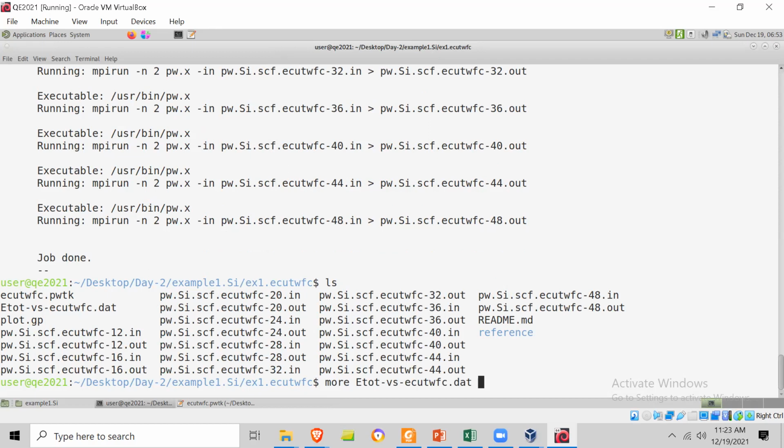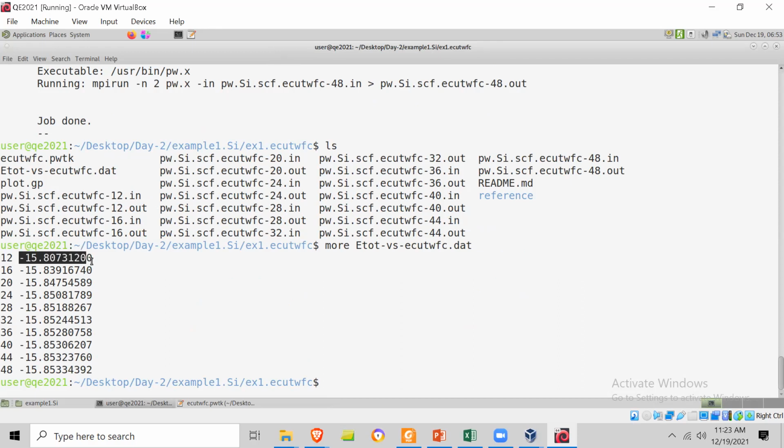And now you see for each cutoff, the amount of energy that was recorded. This is the total energy. This is the E-cut WFC, which specifies the number of plane waves used to represent the ionic core pseudopotential for the ionic cores. Okay.